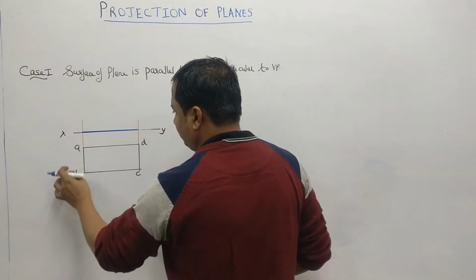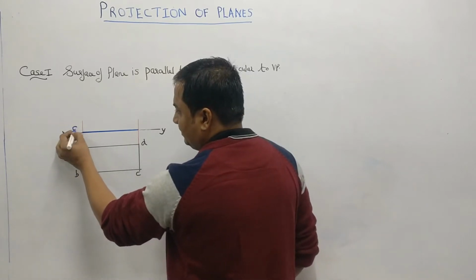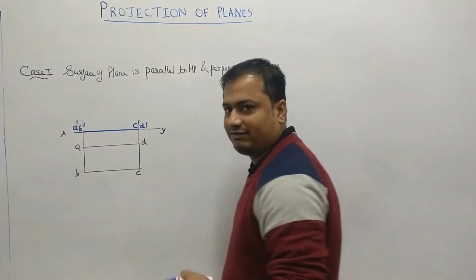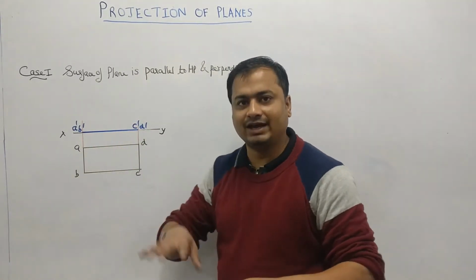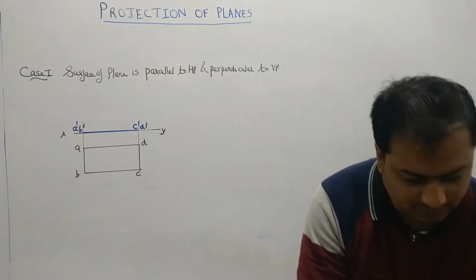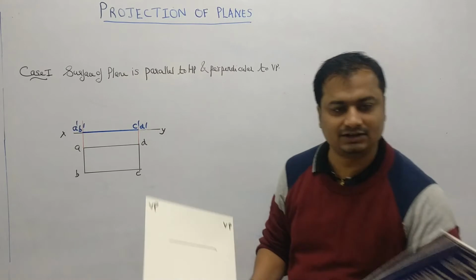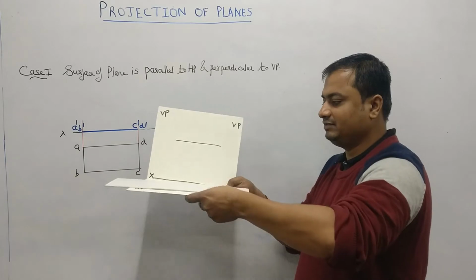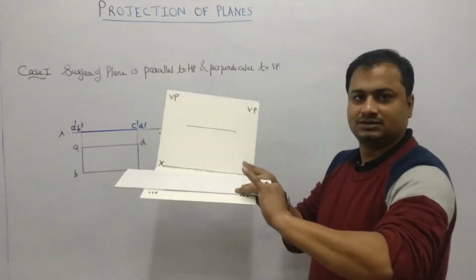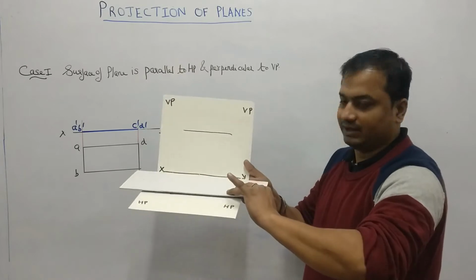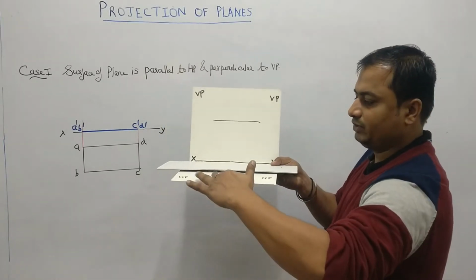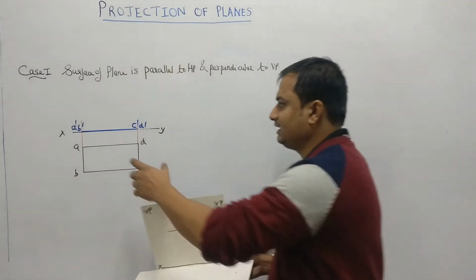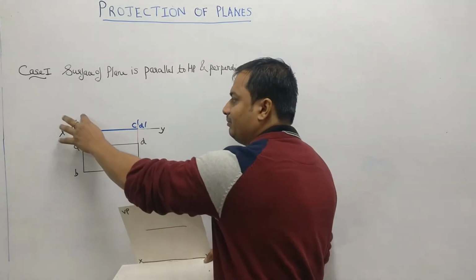And the naming: the A and B projectors will be moving to the front, so the names will be A dash, B dash, and the same for C and D, the names will be C dash and D dash. So I have taken the front view on XY itself. Why have I taken the front view on XY? Because I have just taken an assumption that this plane is parallel to HP, perpendicular to VP, and lying on HP. So as you can see, the front view will be on XY, and when you see from the front, the line is going to appear on XY. I have just assumed that my plane is lying on HP, so that is the reason I have taken this front view on XY. I can take it above XY also.